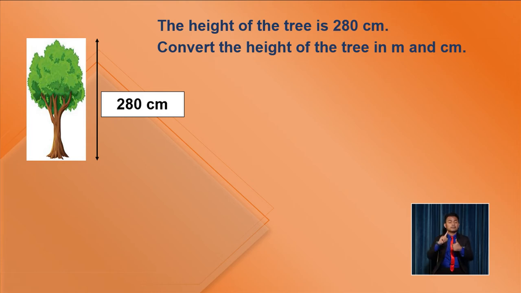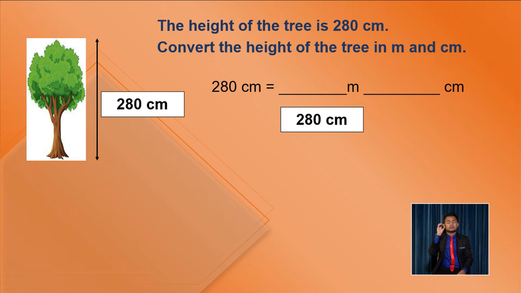First, let's write a statement using the information given. 280 centimeters in meter and centimeter. Next, we have to find out 280 centimeters is equal to how many meters and centimeters. To do that, we have to find out how many hundreds there are in 280. Remember, boys and girls, 280 has two hundreds, and also we have another 80.